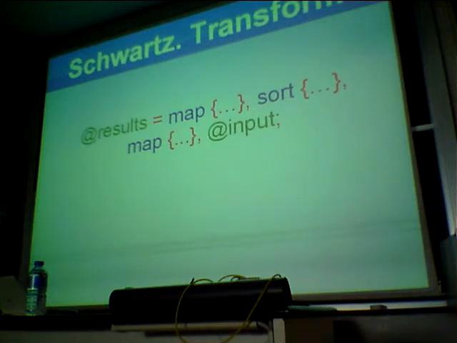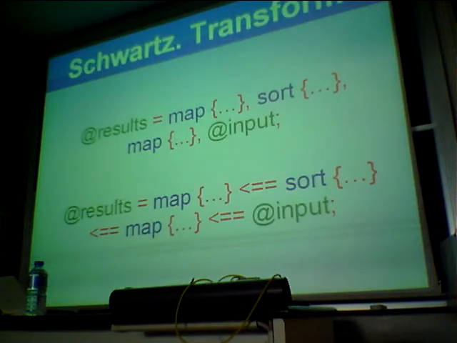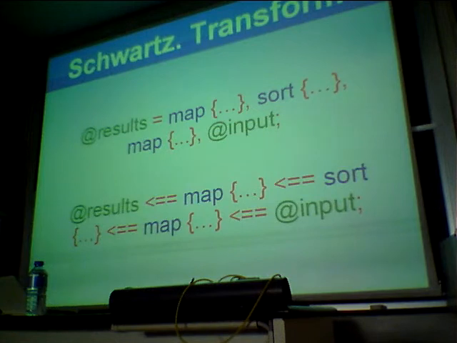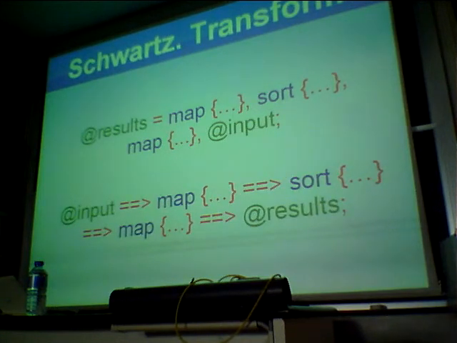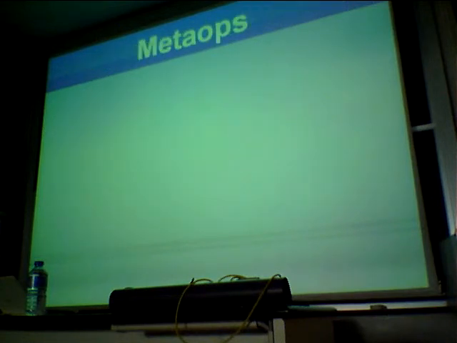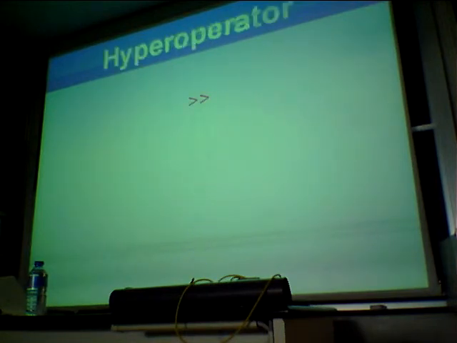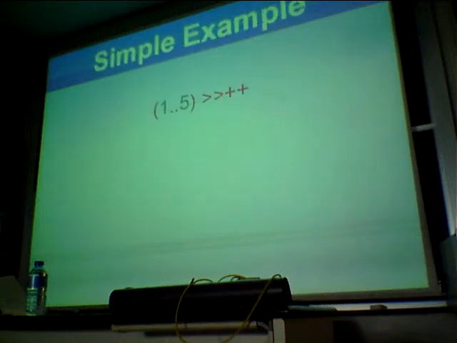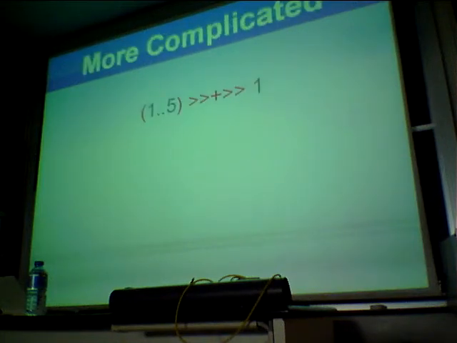Carry on. If you have a Schwartzian transform, you can write it in this way or in that way. In that way, that's your pipes, if you make it visually distinctive. And what I wanted to show are meta-ops. You know these meta-ops because of the equal sign, from Perl 5. And these are the meta-ops for lists. That was called the hyper operator if you want it on the list.